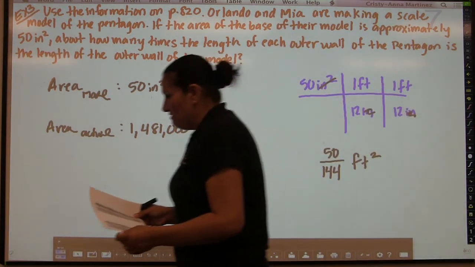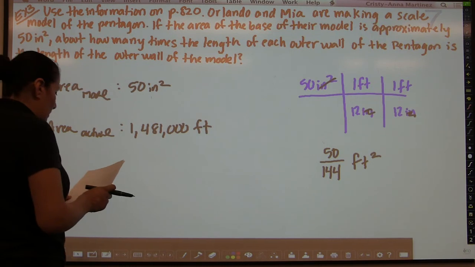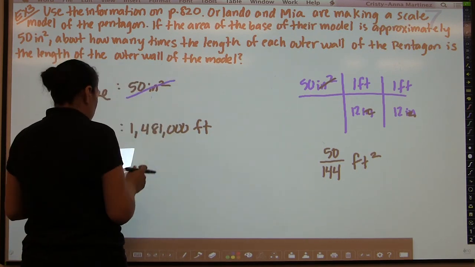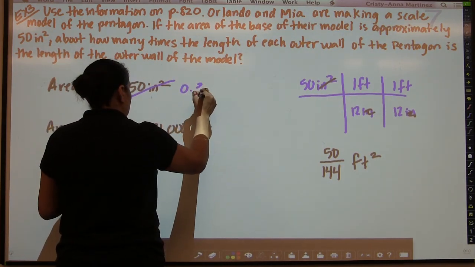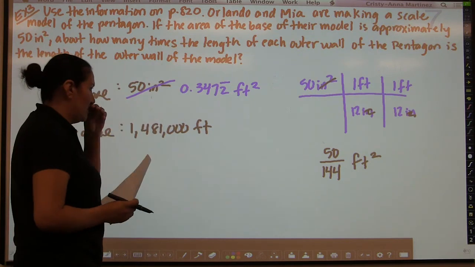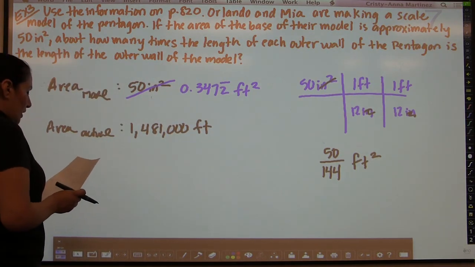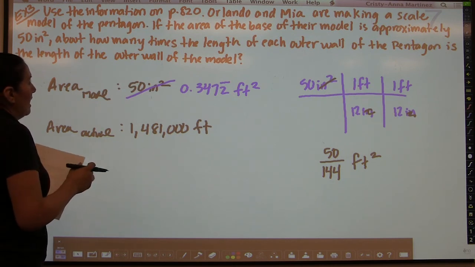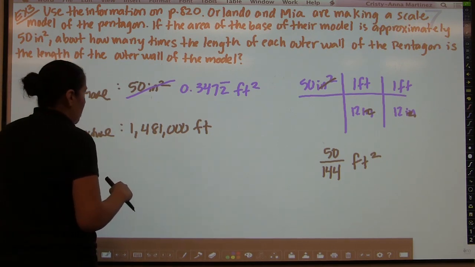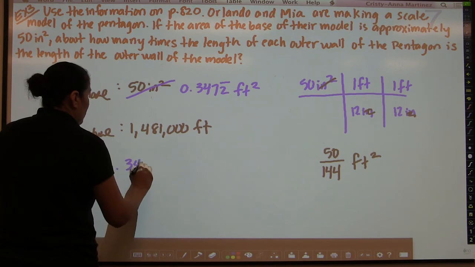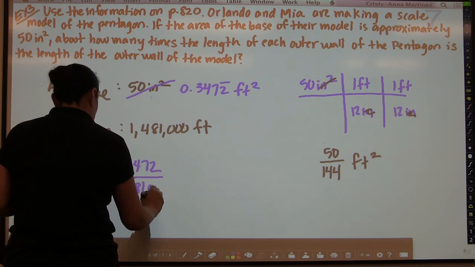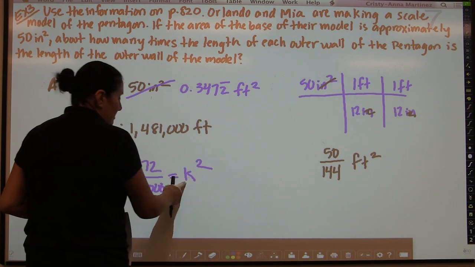All right? And that is going to turn out to be, let's see, I did it already. You're actually going to end up with an area, instead of saying that it's going to be 50 square inches, it's actually going to be 0.3472 repeating square feet. So 50 divided by 144 is 0.347222 repeating. So now to figure out how many times the length of each outer wall, we just need to figure out the scale factor. So we're going to take 0.3472 and divide that by 1,481,000, and that's going to equal k squared, the scale factor squared.